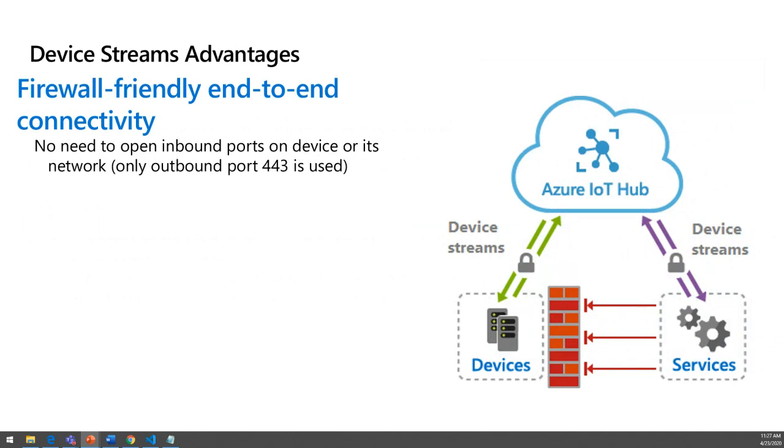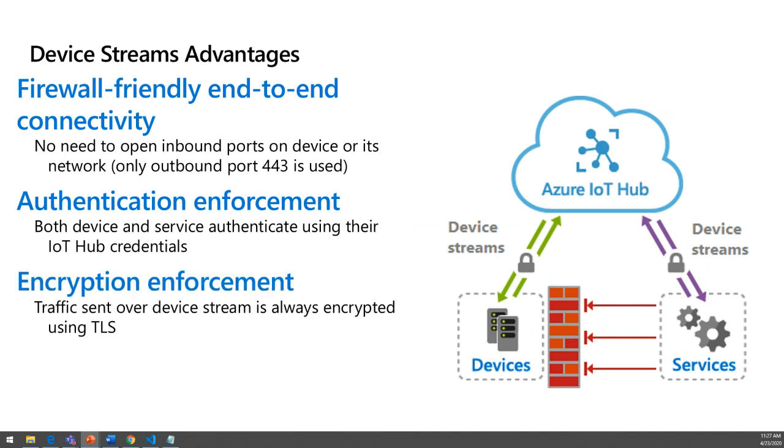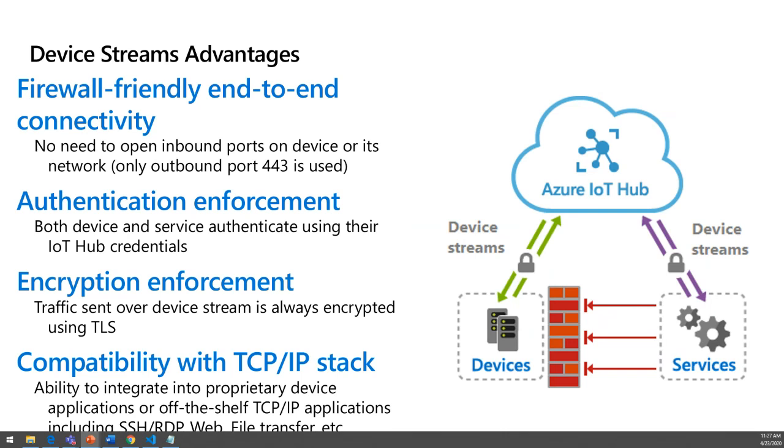I'm going to deep dive into that. So again, if you have a firewall, it's firewall friendly end-to-end connectivity, no need to open the inbound ports on the device or its network. The only outbound port used is 443. Authentication is enforced. Again, security is really important. So this is both device and service authentication using the IoT Hub credentials. And then encryption enforcement. The traffic sent over the device stream is always encrypted using TLS. So that's an important thing to note. And then it's compatible with the TCP/IP stack. So let's say you have a particular device application or an off-the-shelf TCP/IP application you're already using. Well, with device streams, you'll be able to use that.